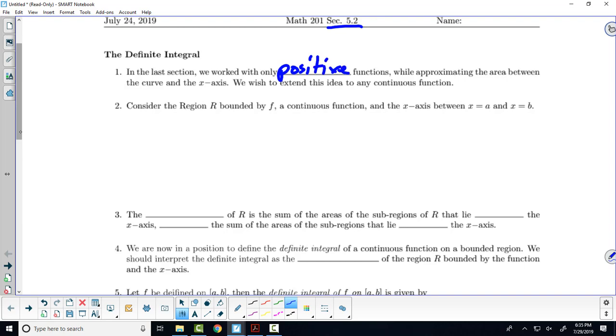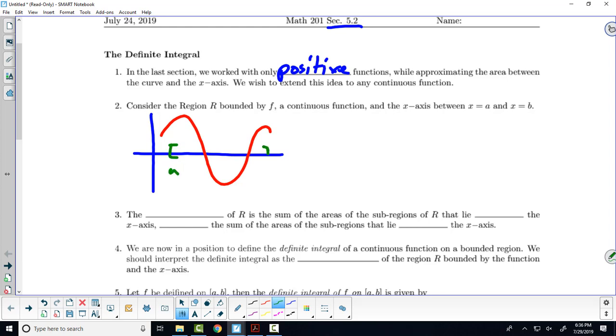So there's going to be some repetition today because I've already done the overview of this. I now want to define what I mean by net area. So given a function, sometimes that function might be above the x-axis. Sometimes it might be below the x-axis. And if we were looking at the net area between a and b, we need to talk about how we want to count that.